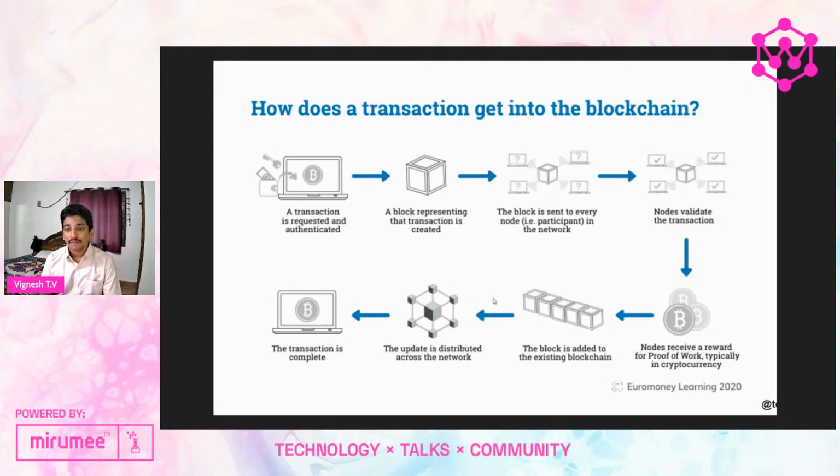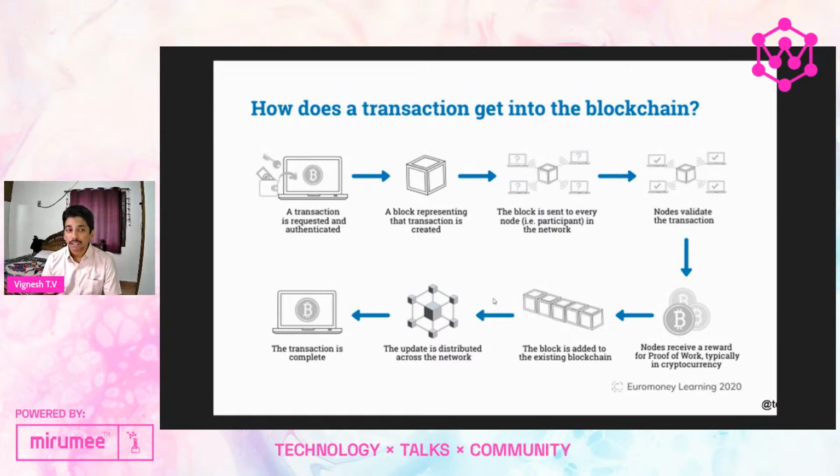And we have the nodes which validate the transaction, which says whether this is the right transaction or not. You have proof of work. The block is added to the blockchain. The reward is given because for people to participate in blockchain and to do work to verify the data we have in blockchain, we need some kind of incentive. That's why we have a reward as well. And then the update is distributed across the network.